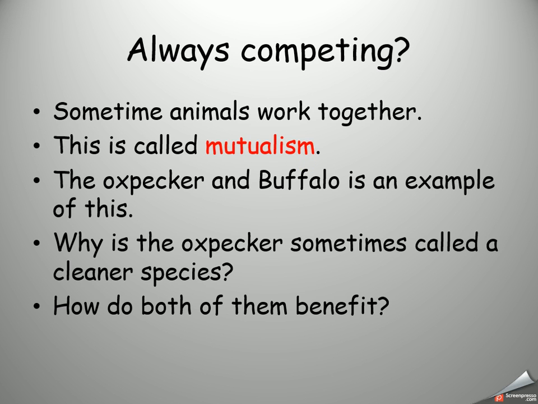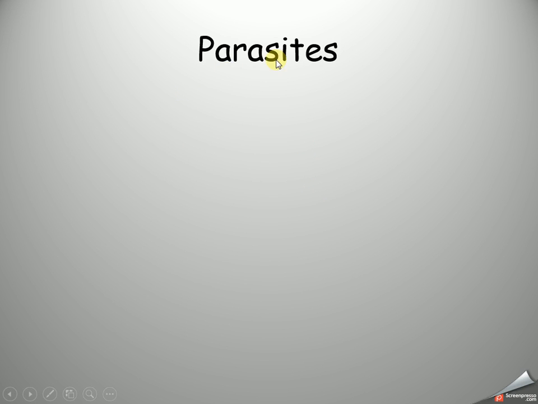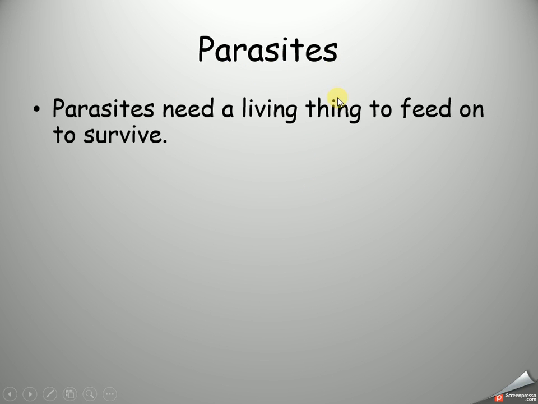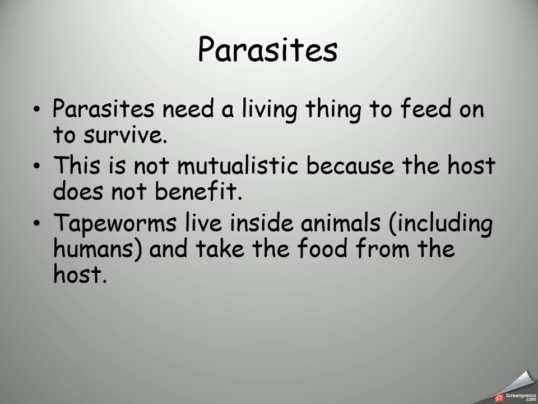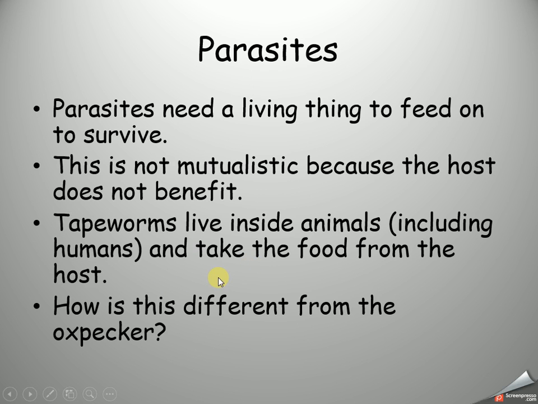Okay, parasites. So this example we've just looked at is how the oxpecker and the buffalo were helping each other out. But parasites, all the time, are the ones that just feed on another living organism to be able to survive. This isn't mutualistic because the host, which is the one that it's feeding on, does not benefit. Okay, like tapeworms living inside animals. Okay, they take food. How is it different? Again, just explain this, in that the parasite only takes from the host. They don't give back to the host. Okay, they just take. Yeah.